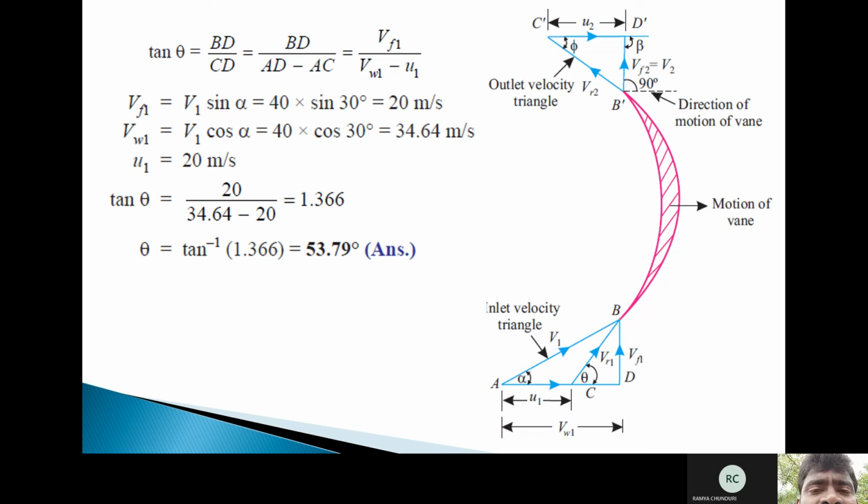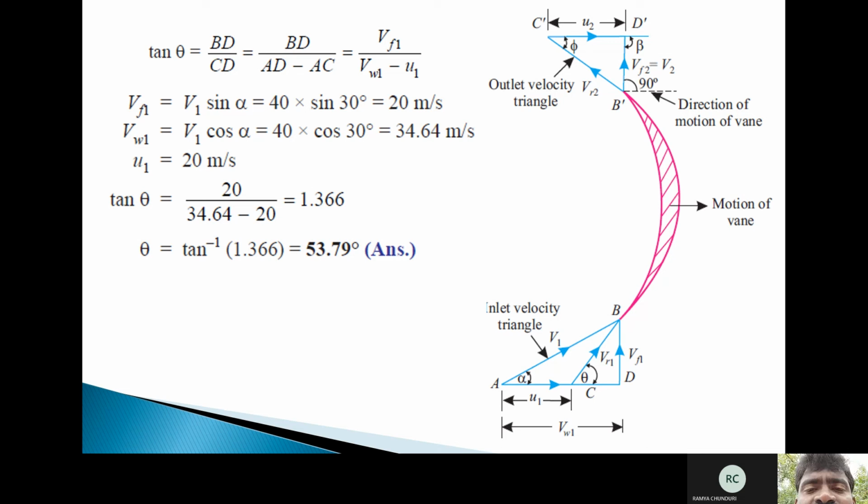This condition is taken from the inlet diagram. VF1 equal to V1 sin alpha, that equal to 40 into sin 30, equal to 20 meter per second. In the ABD diagram, sin alpha equal to opposite side by hypotenuse, so VF1 by V1, therefore VF1 equal to V1 sin alpha. Therefore, VW1 equal to V1 cos alpha.